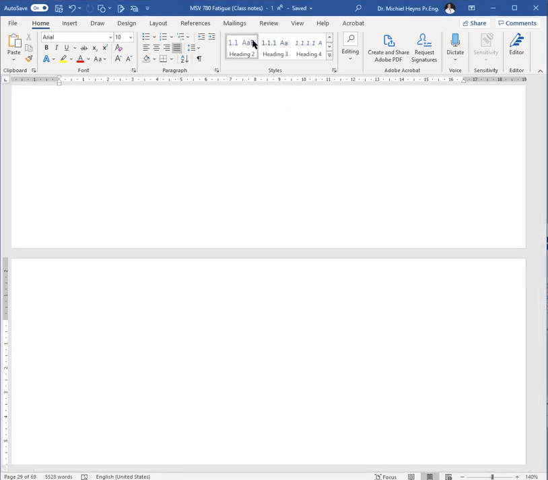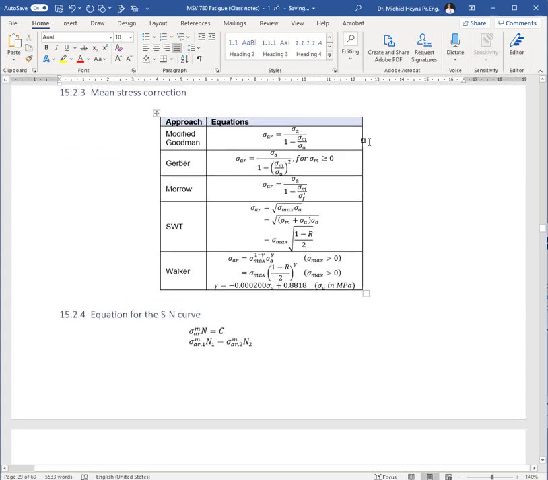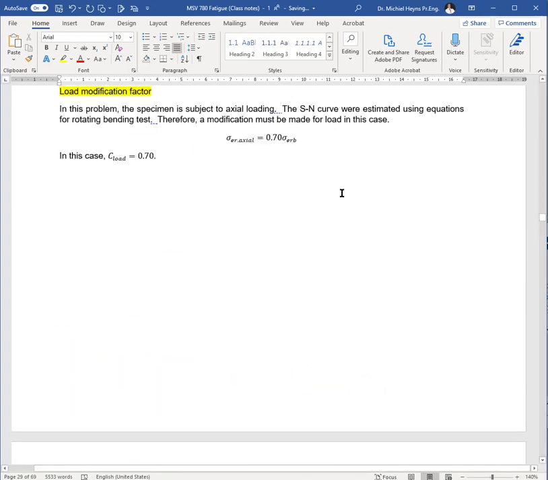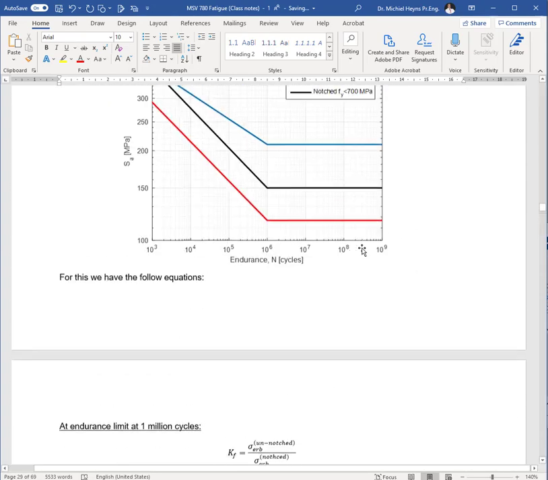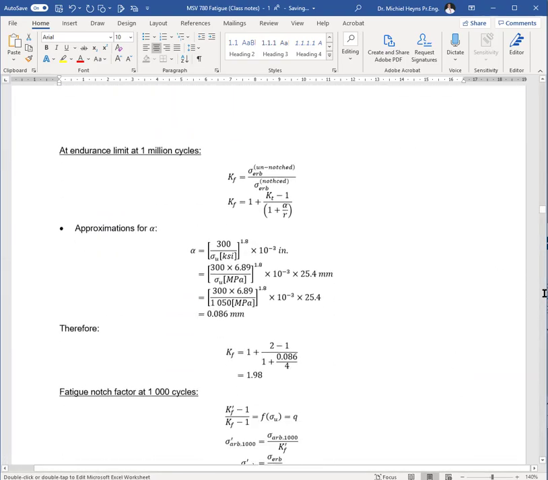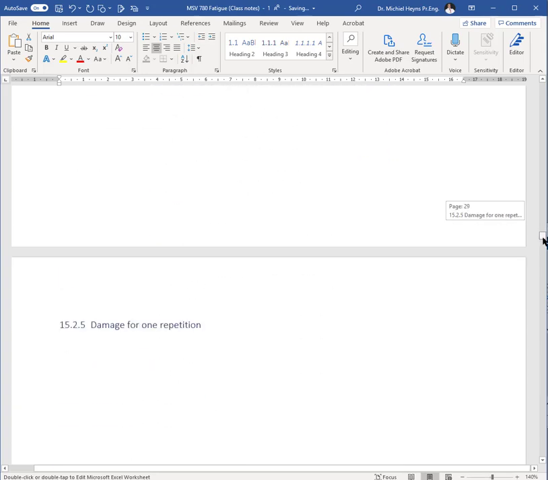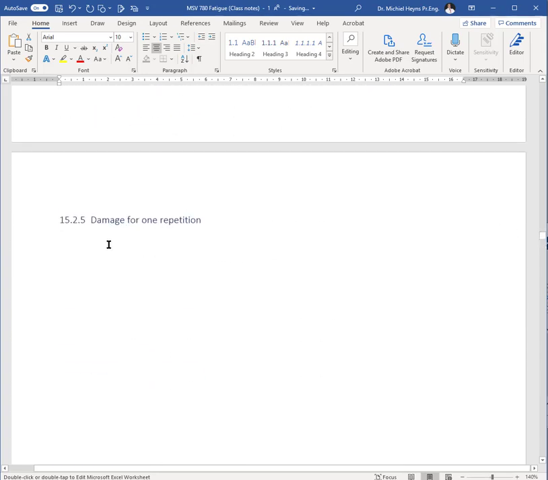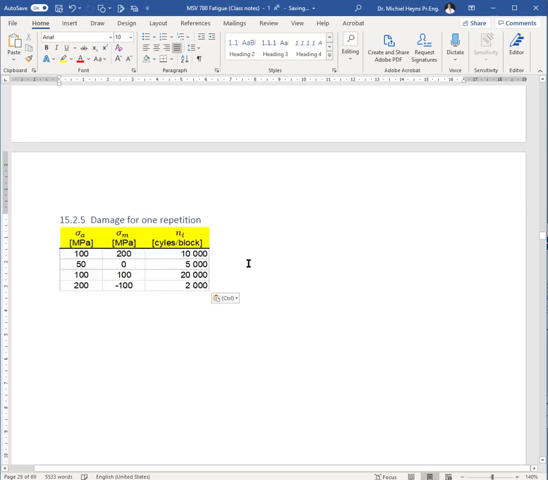So now let's calculate the damage for one repetition. I'm just going to copy this to the top here to simplify my calculations. I need the stress spectrum. I take the stress spectrum, and because I want to do it row by row so that you can see how it works, that's the table we had there.